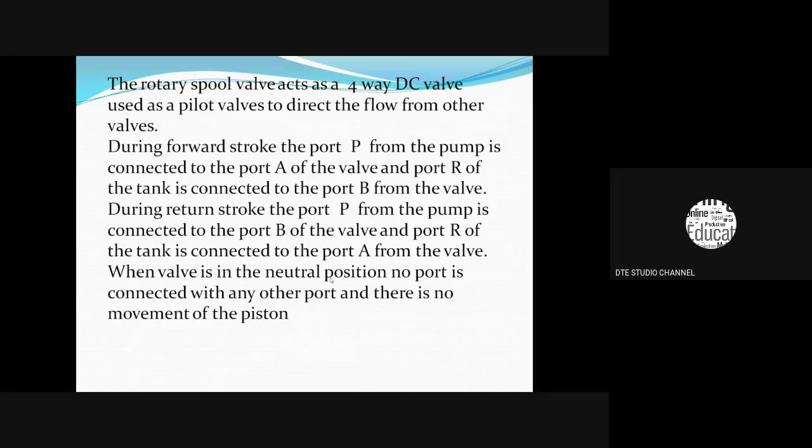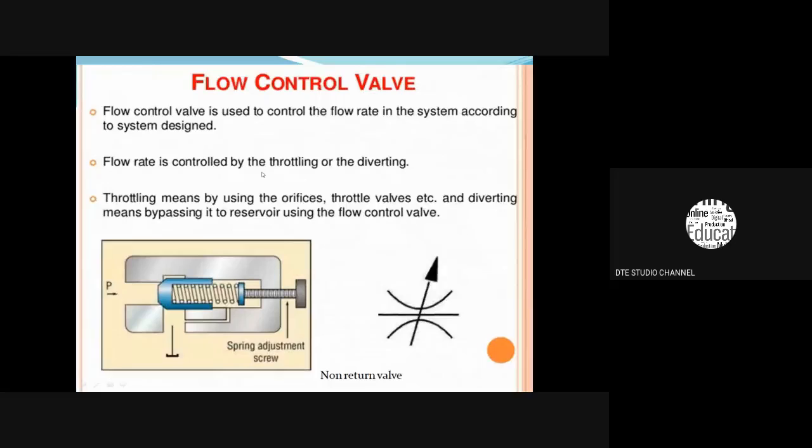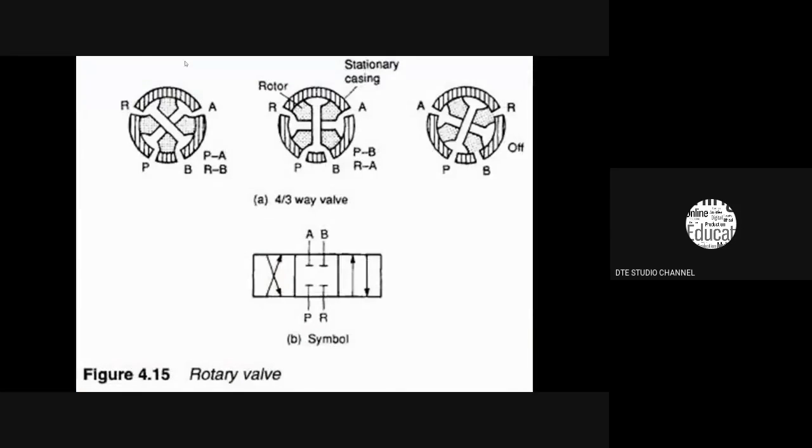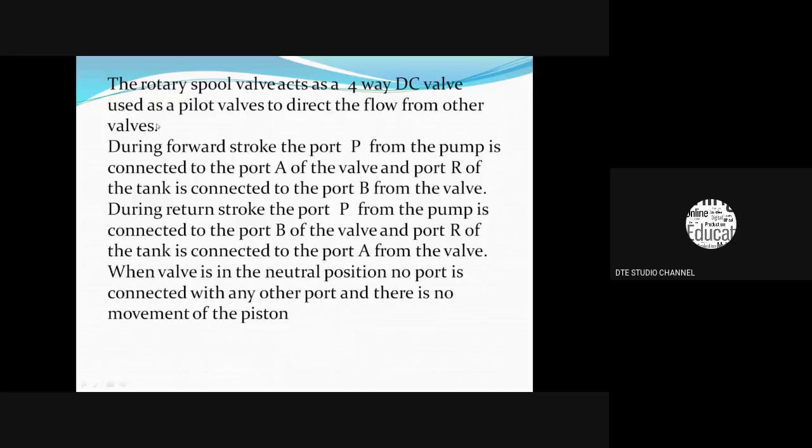The rotary spool valve acts as a four-way valve used as a pilot valve to direct the flow from other valves. During the forward stroke, port P from the pump is connected to port A. I already explained the meaning of this. In the first position, port P is connected to A and B connected to R.